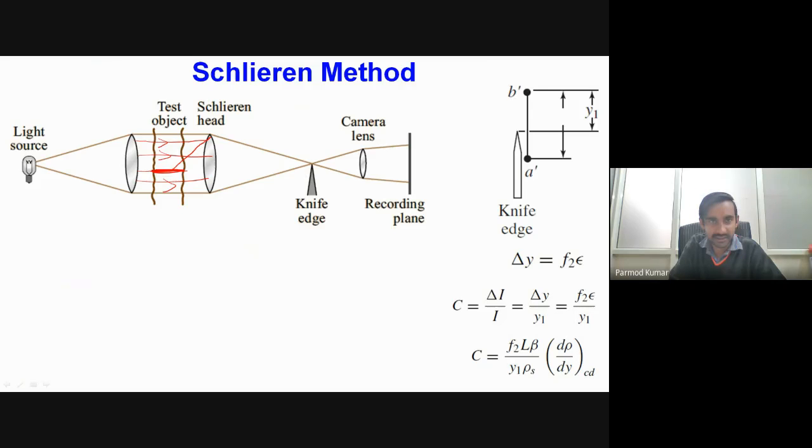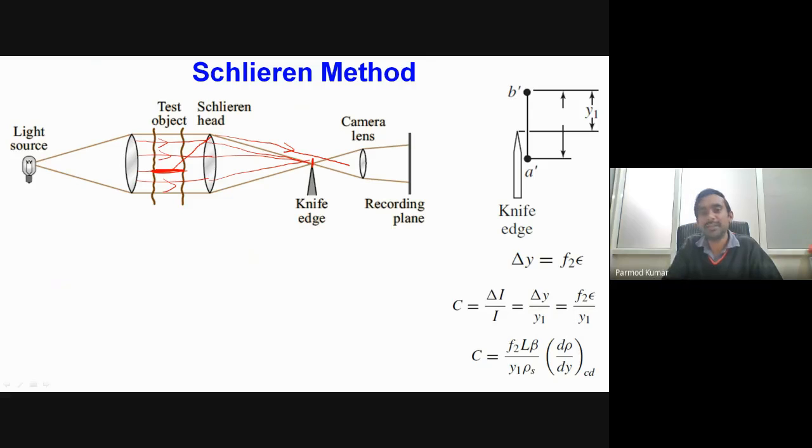So what will be happening? Whatever incident rays were coming which were not changing the path will be focusing at this particular location, and the ray which has deflected will have its focal point at some other location. Okay, so now we can employ two methods. One thing we can do is use some sharp knife-edge-like structure in order to remove the intensity of the light which is coming undeflected.